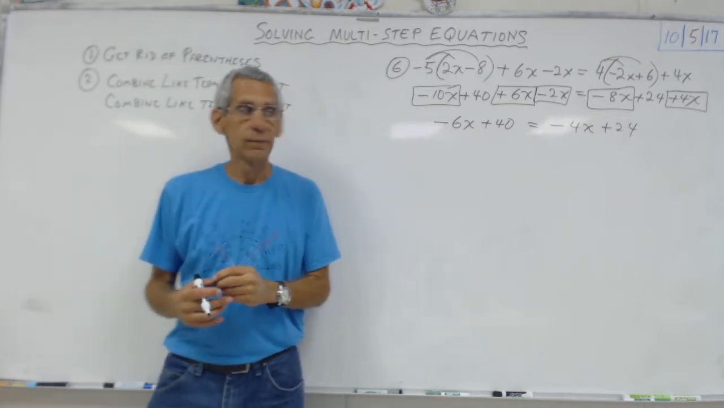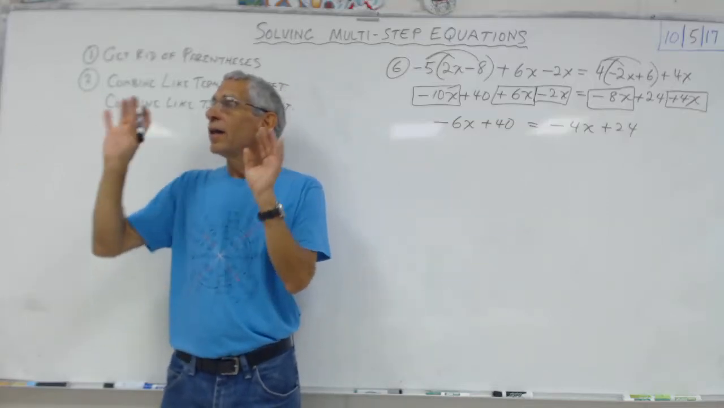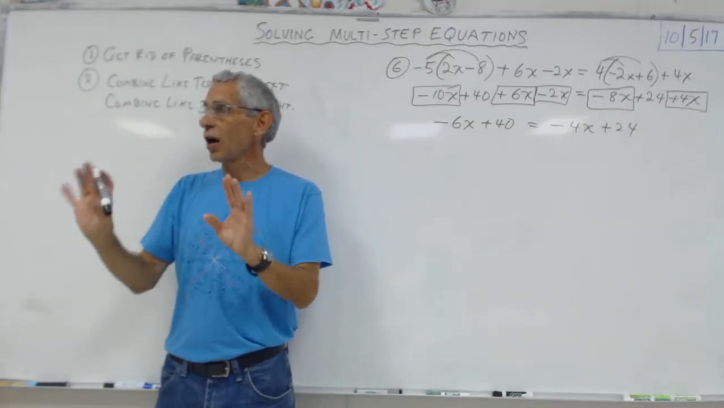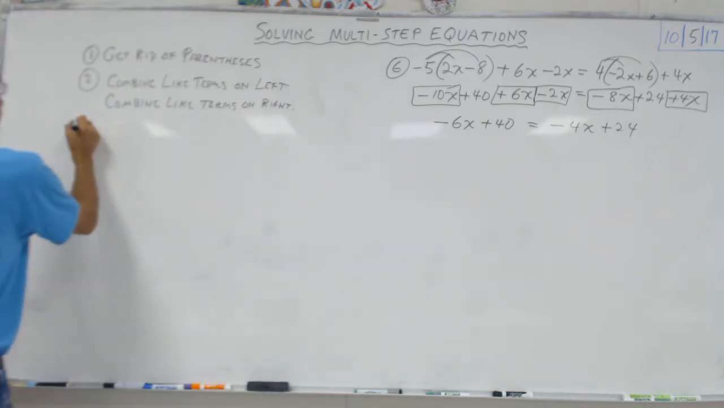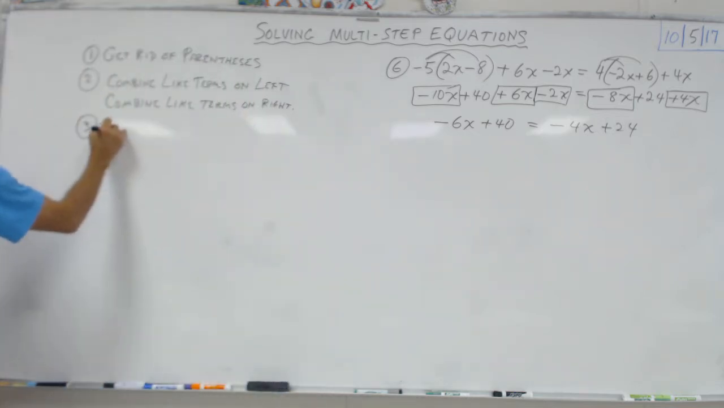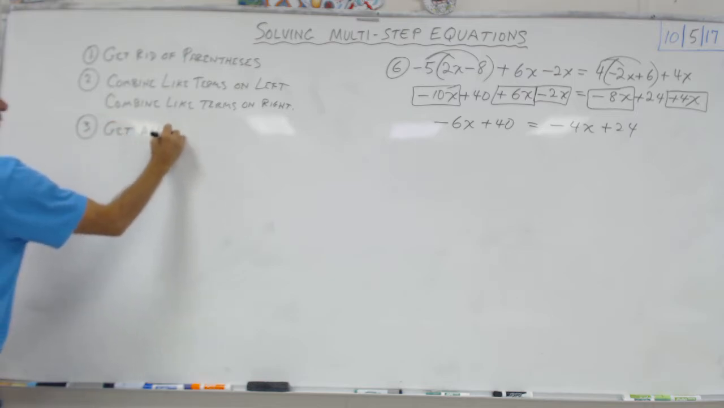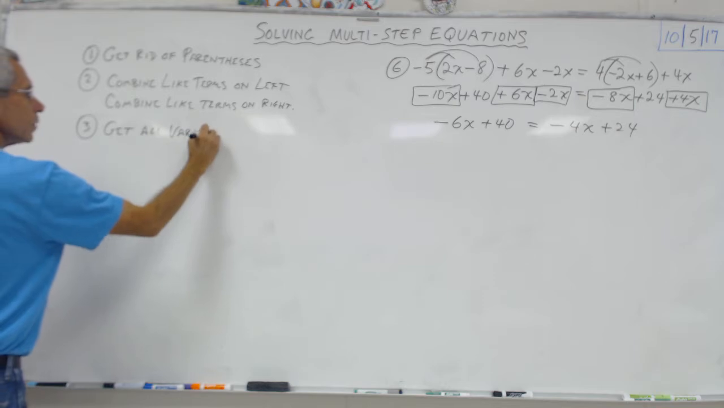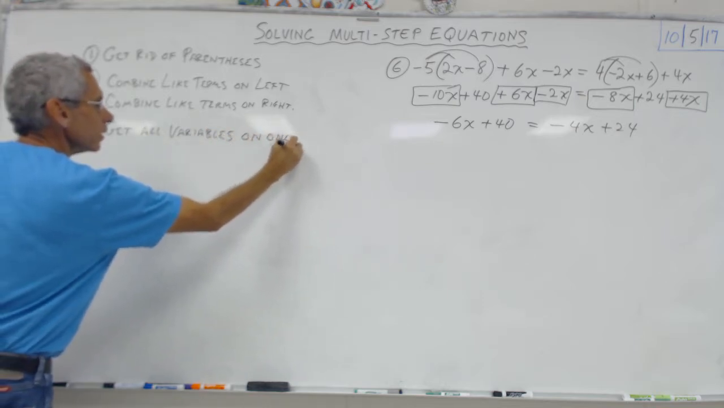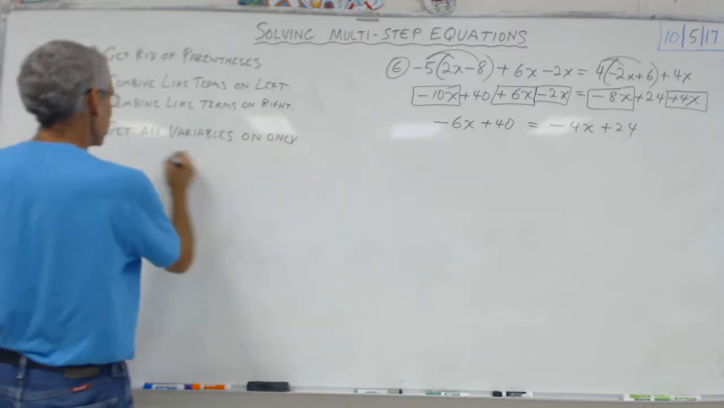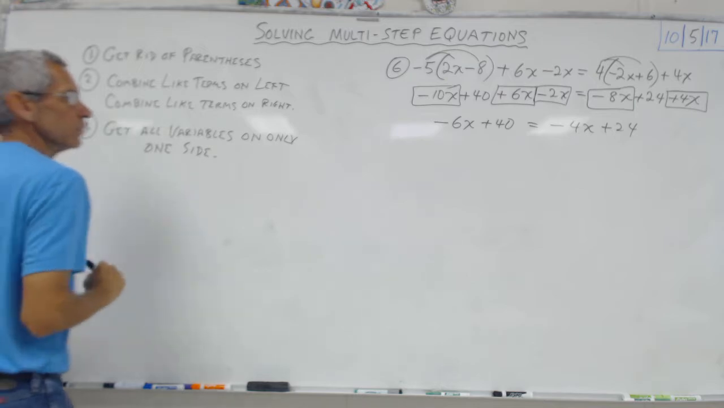Do minus 40 on both sides. Oh, no. Before you do that, think variables first. Are variables on both sides? Yeah. Okay, so that's our next step. Get all variables on the same side, on only one side, right? Does that make sense to you?